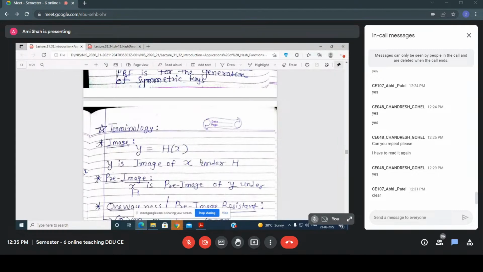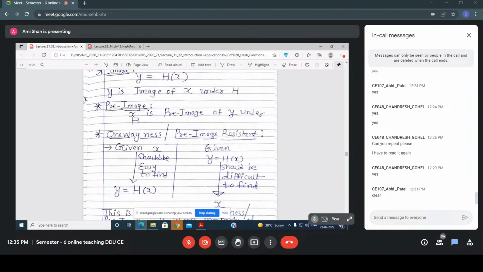The hash function is desired to possess the following properties. The first property is pre-image resistance. What this property says is that given x, it is very easy to find y, but given y, it is very difficult to find x. With the help of this property, it protects against an attacker who only has a hash value and is trying to find the input.